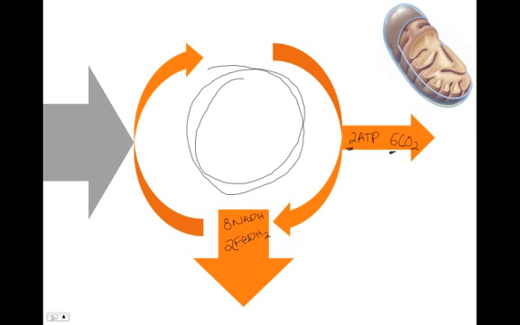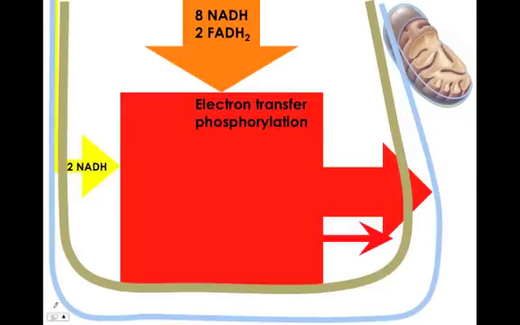So we'll have 2 FADH2 molecules, which we are then going to send into our third and final step, electron transfer phosphorylation. Now we're going to look at the third and final stage in cellular respiration, electron transfer phosphorylation. This is going to occur in the matrix of the mitochondria, but it's also going to be occurring in the intermembrane spaces. And to show that, I've tried to recreate those again here.